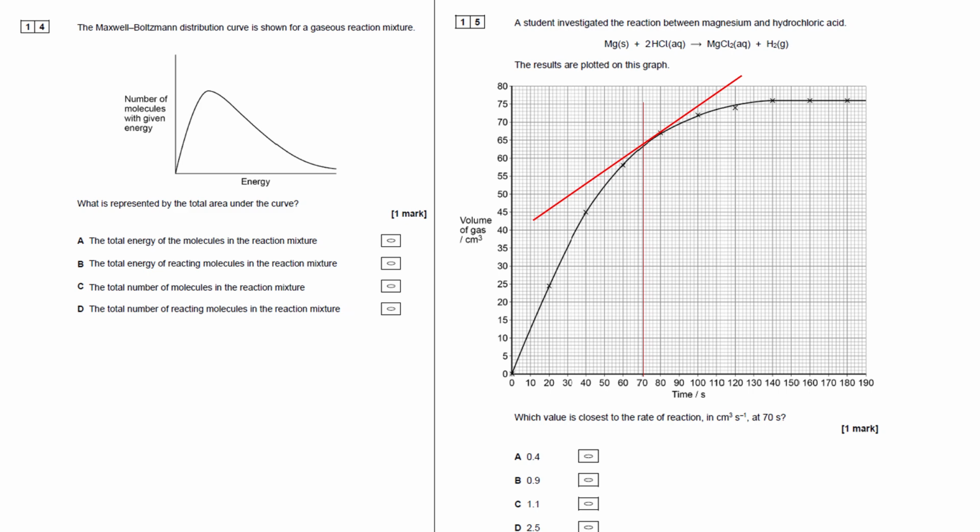Question 14. What is represented by the total area under the curve? So the total energy of the molecules, that would be incorrect. That would be the sum of all of the energies of all of the points as you go across. The total energy of reacting molecules, total number of molecules is the correct answer. This is essentially just a recall question. The area equals the total number of molecules. The total number of reacting molecules would just be the area to the right of the EA for option D.